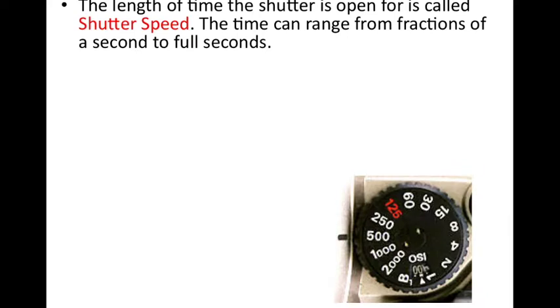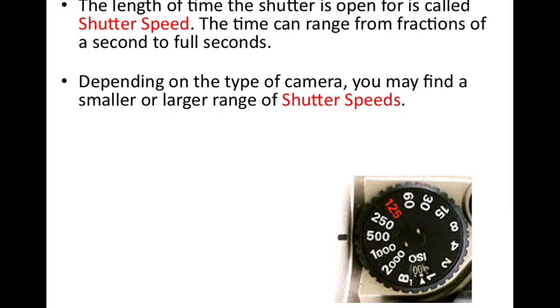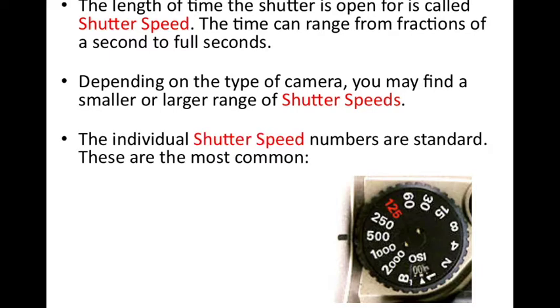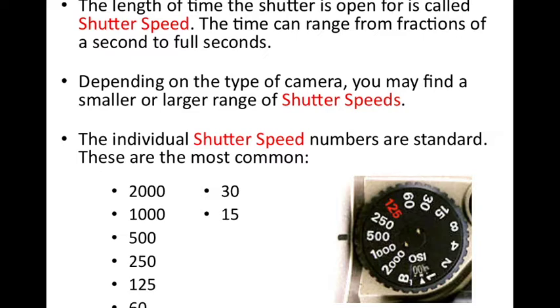The length of time the shutter is open for is called shutter speed. This time can range from fractions of a second to full seconds. Depending on the type of camera, you may find a smaller or larger range of shutter speeds. The individual shutter speed numbers are standard. These are the most common: 2000, 1000, 500, 250, 125, 60, 30, 15, 8, 4, 2, and 1.